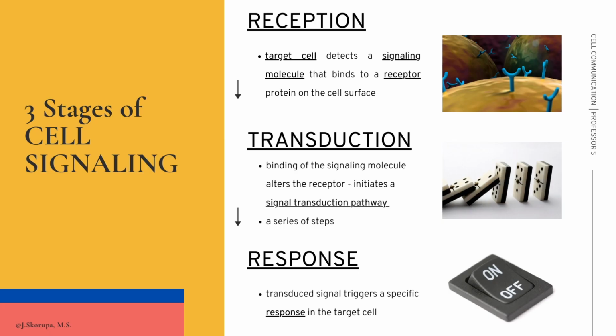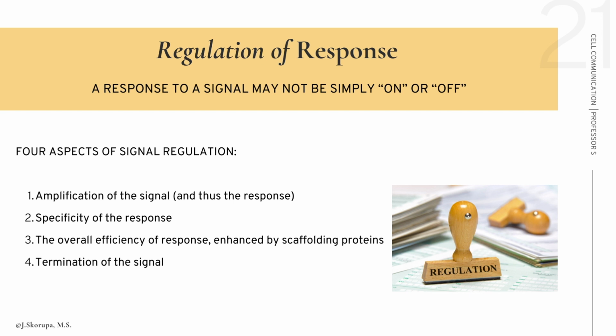So we've finally reached the third aspect of cell signaling, response. During a response, a transduced signal triggers a specific response in a target cell. We cannot talk response without first discussing regulation of response. Remember, a response to a signal may not be simply on or off. The cell is a master of checks and balances. It's constantly taking in stimuli and responding to maintain homeostasis. Homeostasis can be applied to the organismal level and to the cellular level.